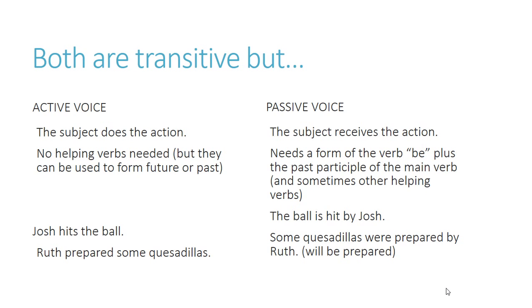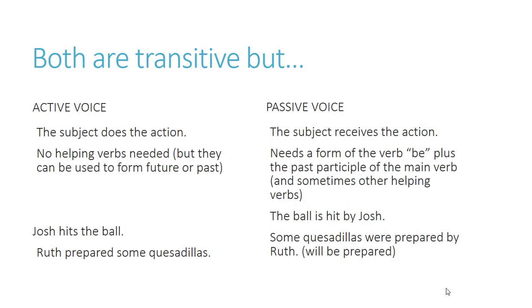Let's start with this. Both, meaning active and passive voice, use transitive verbs, but there are two main differences. Let's see this. In active voice, the subject does the action, but when using passive voice, the subject receives the action. In active voice, no helping verbs are needed or required, but they can be used to form future or past.